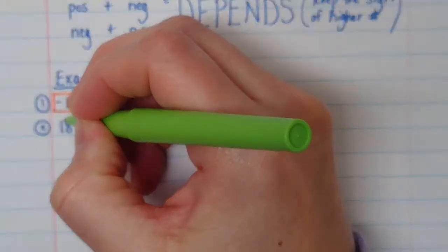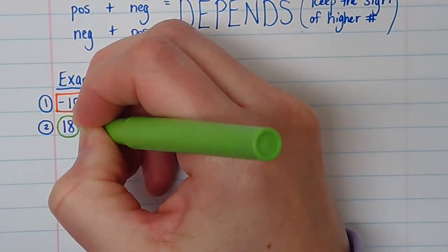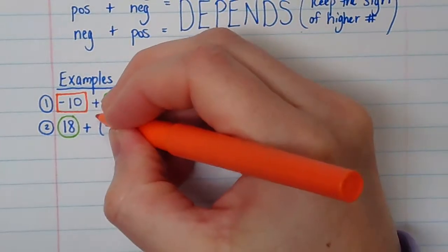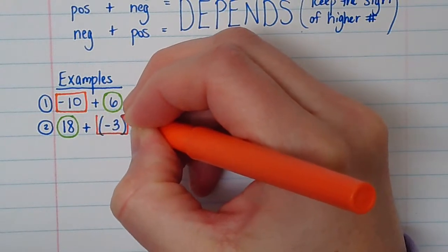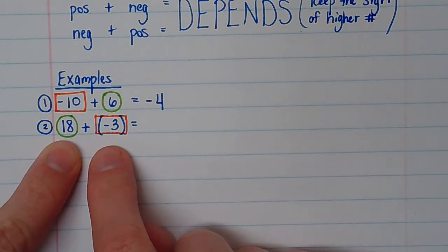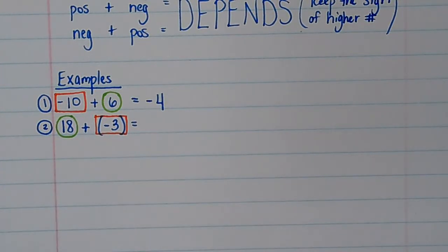All right, so we've got positive here, but this one right here is a negative. So I've got to use a different color. Once again, since mine are different, I now have to subtract. 18 minus 3 is going to give me 15.